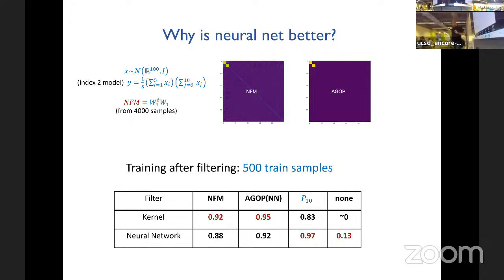Now, if you use just a projection on the 10-dimensional space, which is the span of the first 10 coordinates, the result is significantly worse. So the kernel is actually even better than the neural network. I can discuss it, but maybe not now. And if you have no filter at all, both methods fail.